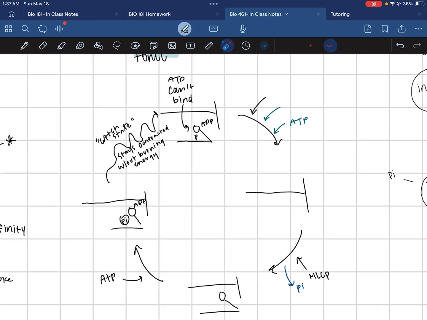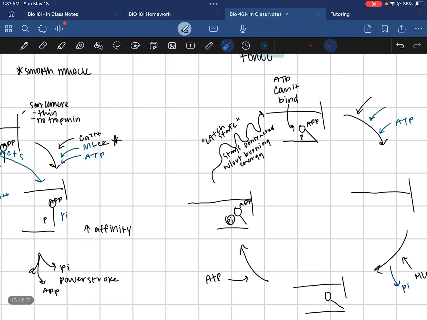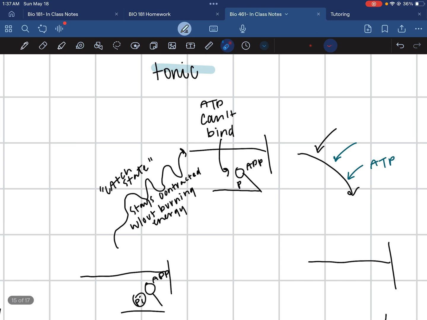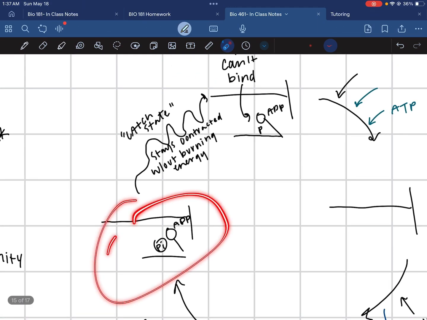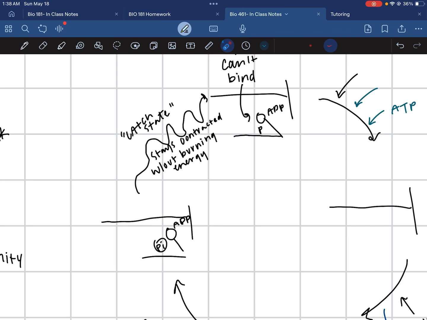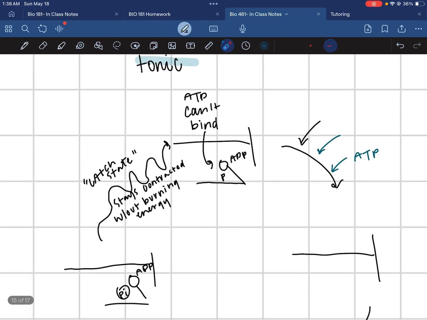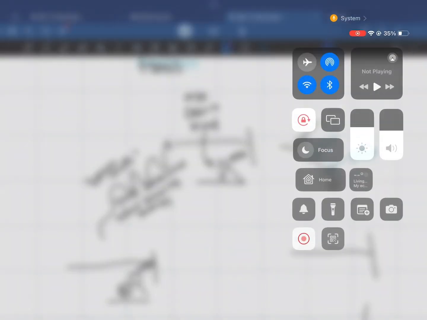For tonic, the only difference is, so we still have all of that going on, MLCK, MLCP, all of that. But right here we have this latch phase, which is when it stays contracted without burning any type of energy, like the energy that we created here, creating this bond of ATP. And then here it's ADP and an inorganic phosphate instead of just ATP, because ATP can't bind to something that's already got ADP and an inorganic phosphate. So this is when we're just taking our time to continue to contract.